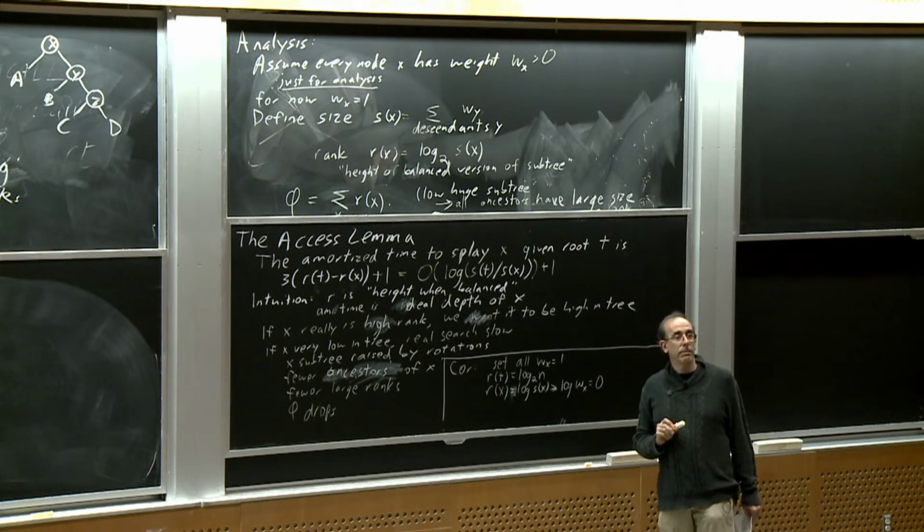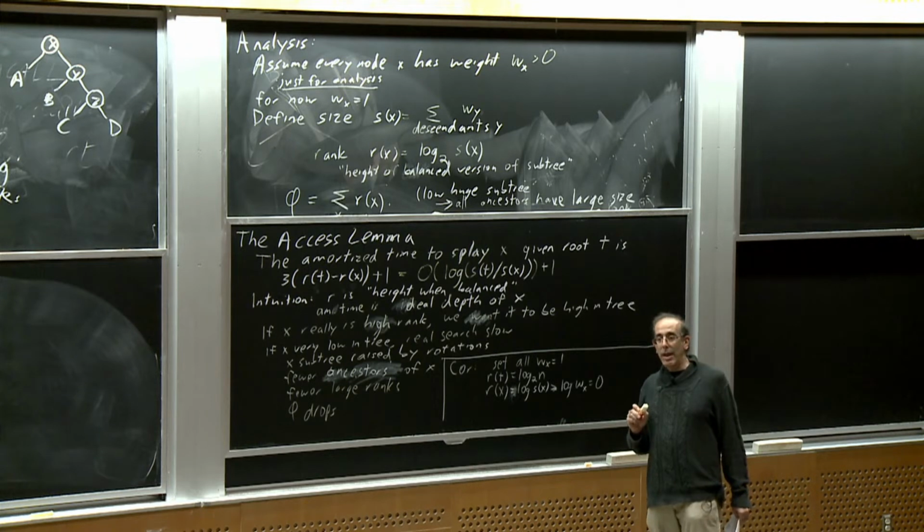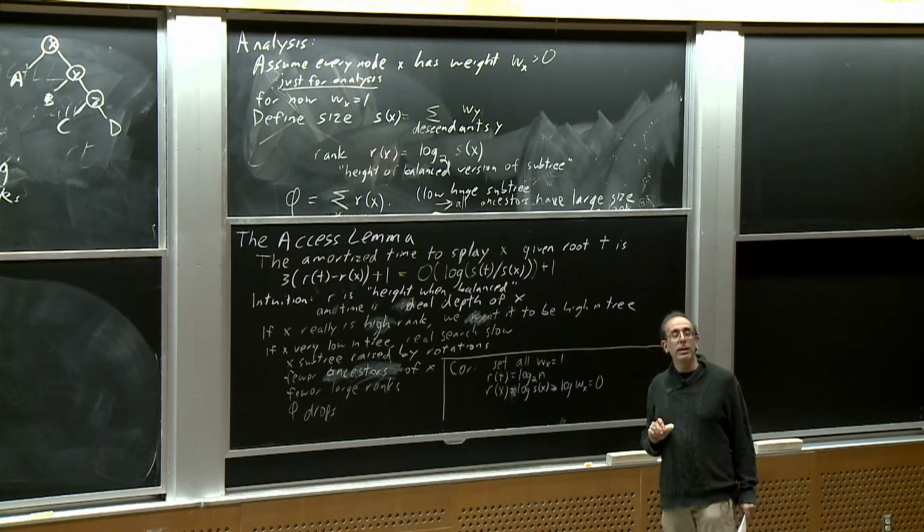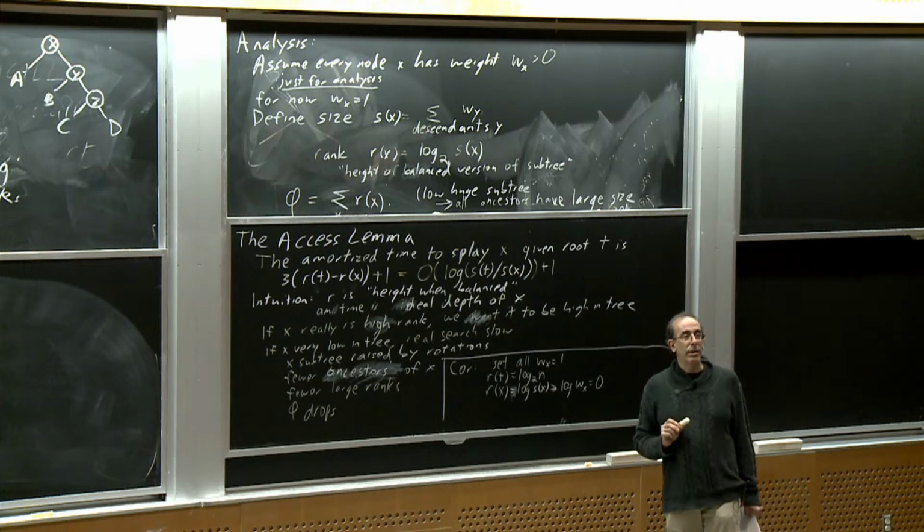Okay. Now, that's the amortized time for the splay, but I told you the amortized time for search is going to be log n. Can anybody sort of make that connection for me?